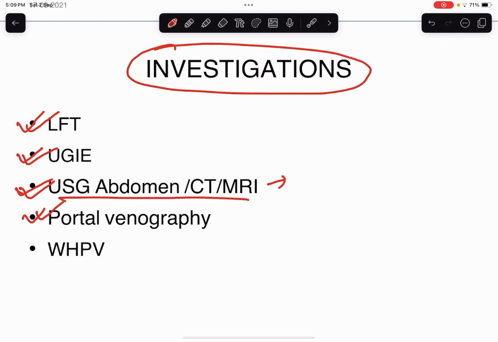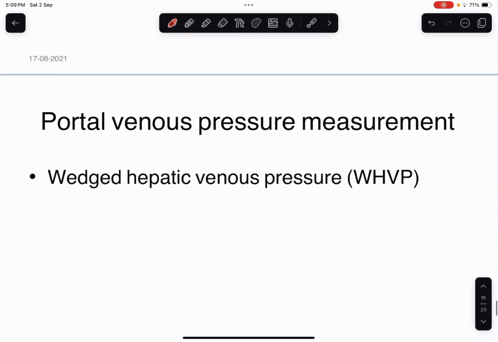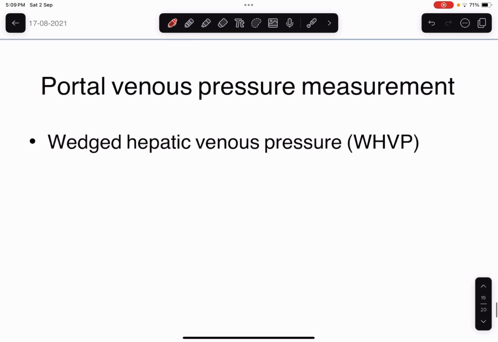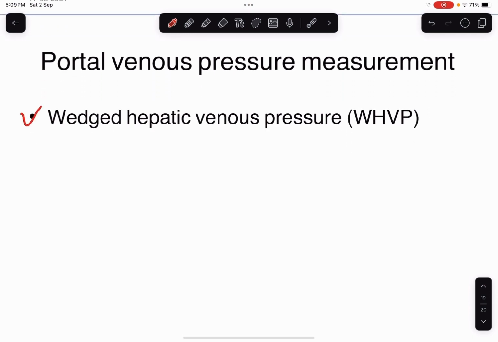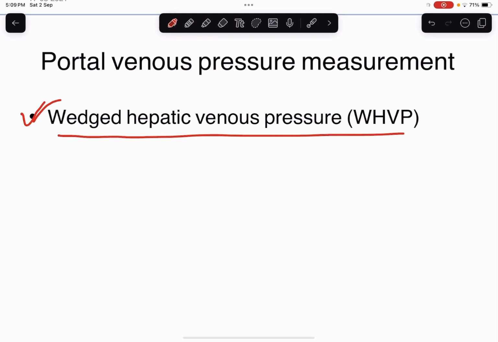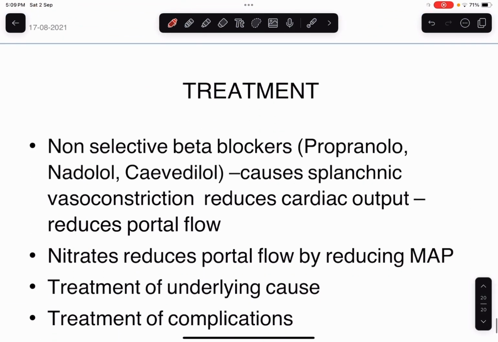Portal venography is important, and wedged hepatic venous pressure. So these are the things we will do to find out if the patient is having portal hypertension or the complications of portal hypertension or not. Portal venous pressure measurement is done by wedged hepatic venous pressure. Just remember that WHVP, or wedged hepatic venous pressure, will give us the idea about the portal venous pressure.